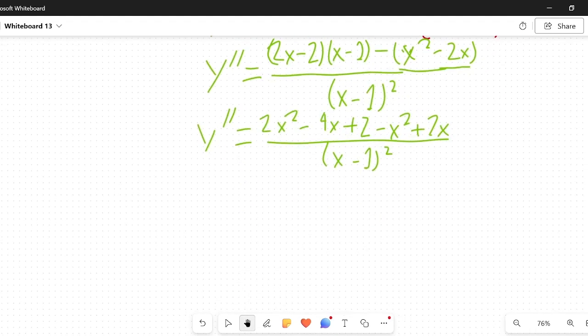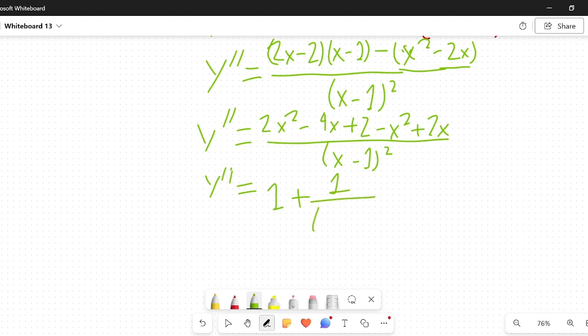And then if we simplify this, it'll essentially, if we then take the derivative and simplify this, it'll simplify to 1 plus 1 over x minus 1 squared.